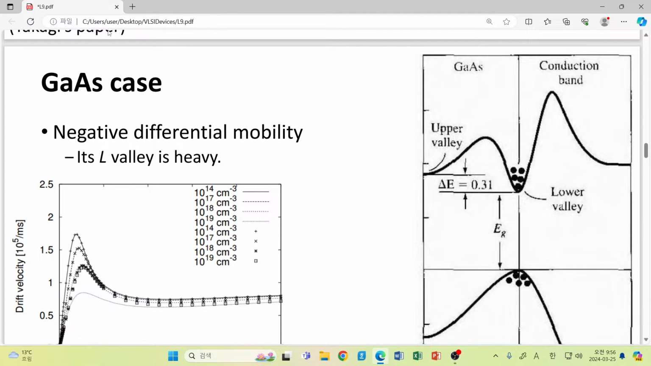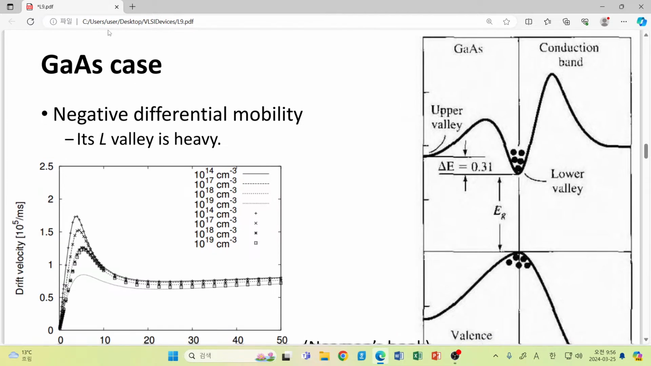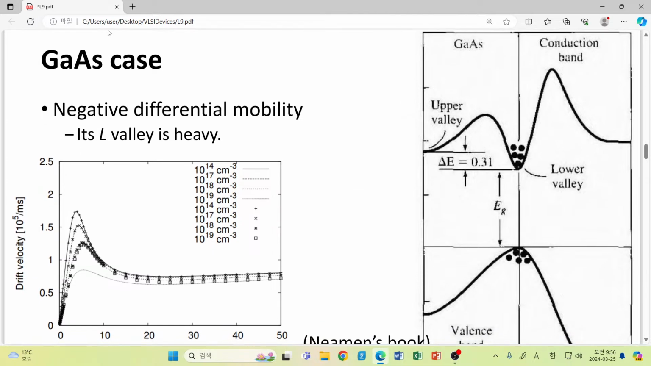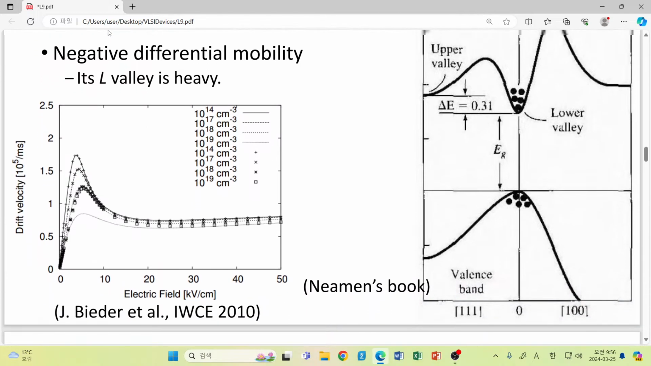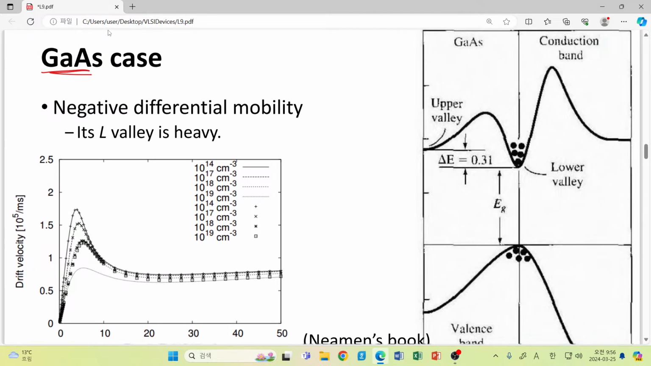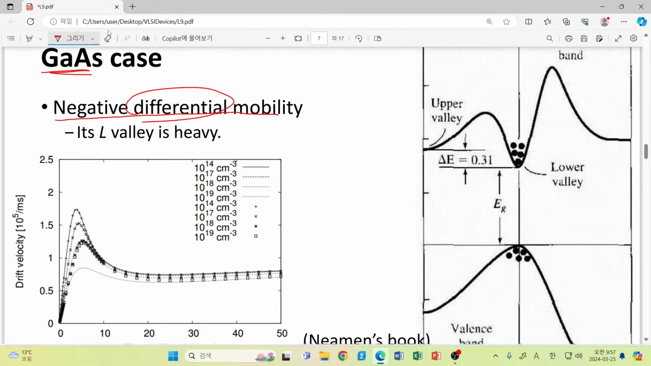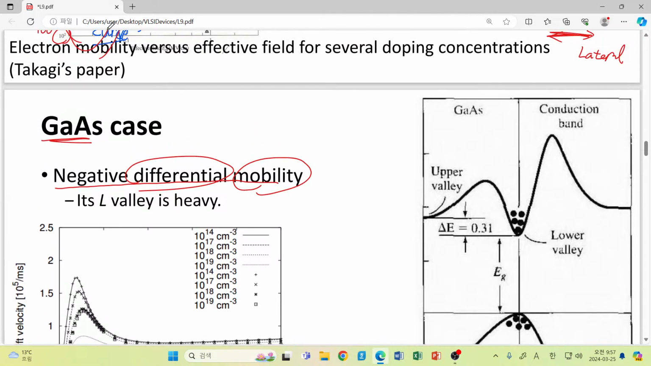Although our lecture is highly focused on silicon material, this slide is an exception. In this slide, we are considering the gallium arsenide case. Gallium arsenide and similar materials show quite interesting behavior called negative differential mobility. So now we have to understand terms like this one. What is differential mobility? Let me summarize in this way.